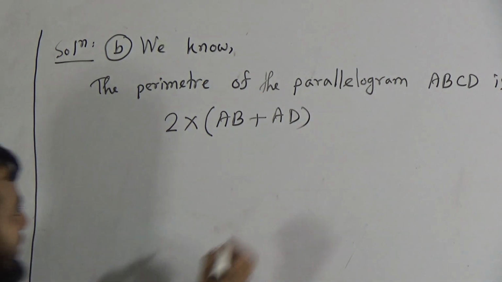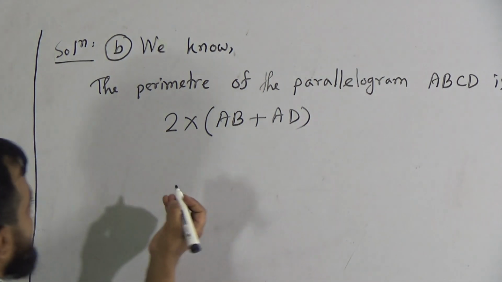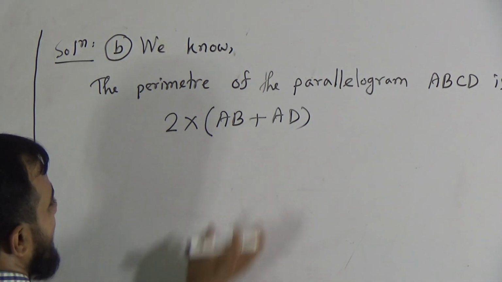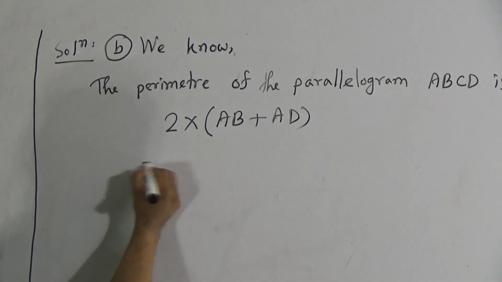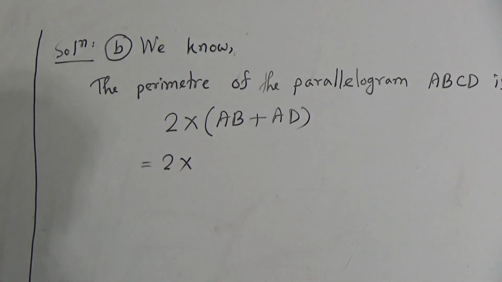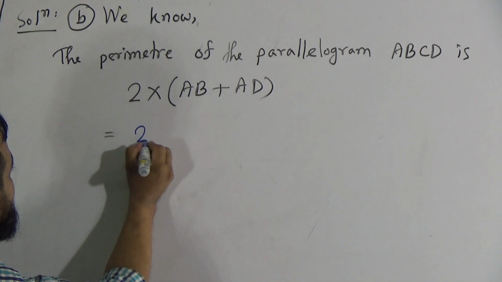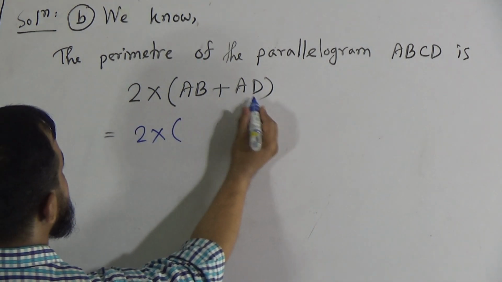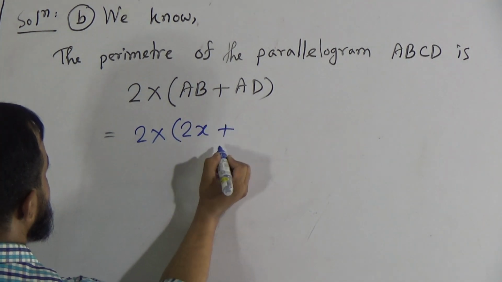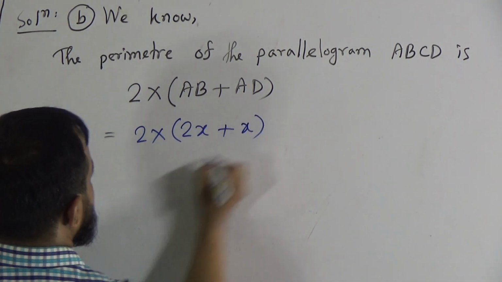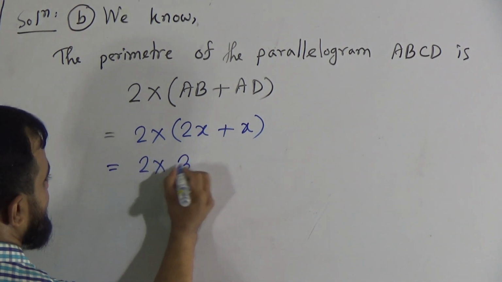The perimeter of parallelogram ABCD will be 2 multiplied by the sum of the two adjacent sides. The sides are AB plus AD. That is equal to 2 multiplied by (AB plus AD). AB is twice x, and AD is x. So you can write 2 multiplied by (twice x plus x), which is thrice x.